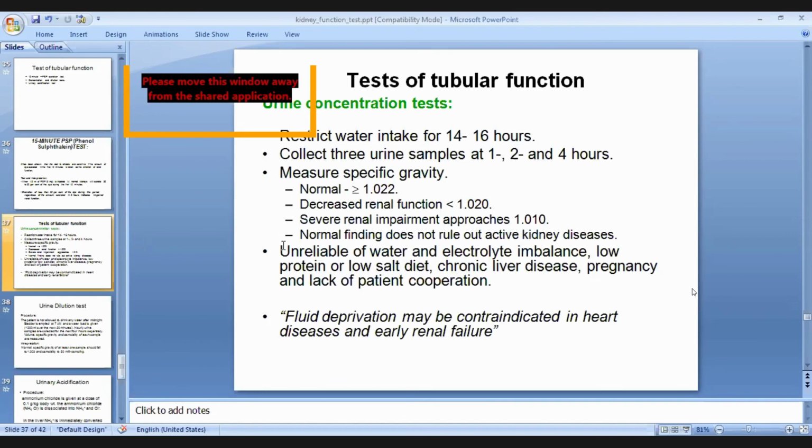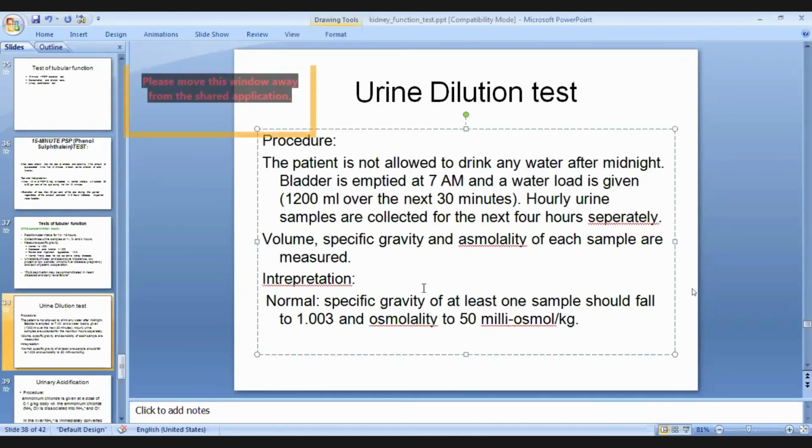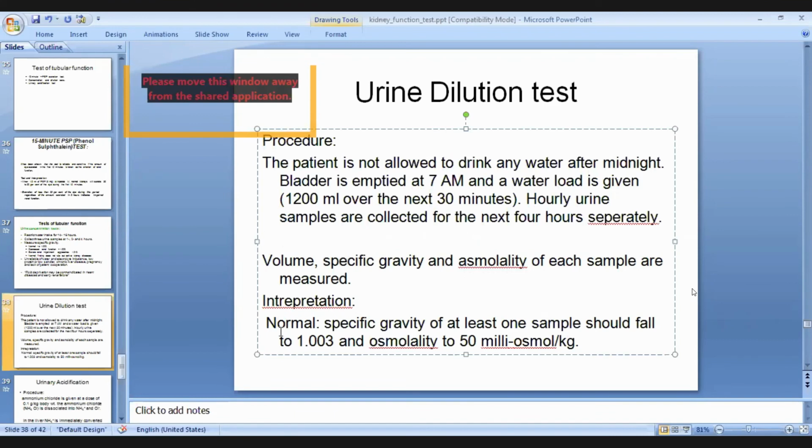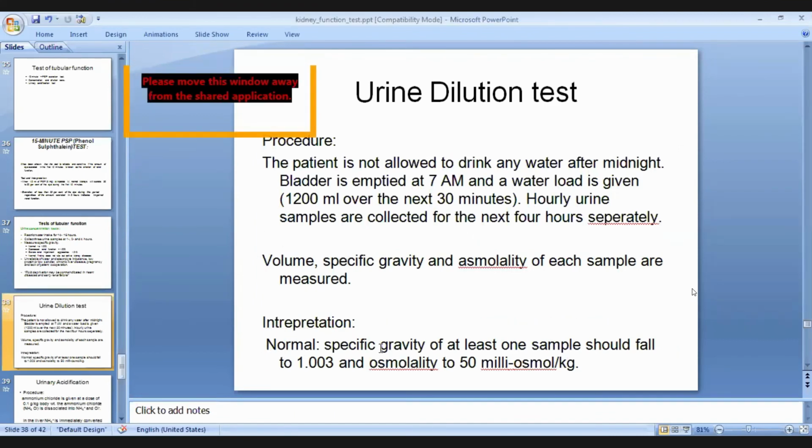In that urine, volume, specific gravity, and osmolality of the sample are measured. Now, our interpretation: the specific gravity of at least one sample should fall to 1.003, and osmolality should fall below 50 milliosmol per kg. So that is the dilution test. Means first there is water restriction, then a water load is given, and after that urine is collected and we measure the specific gravity and osmolality.